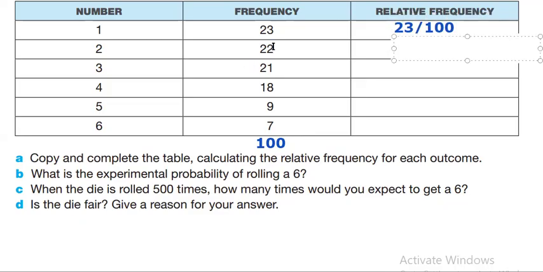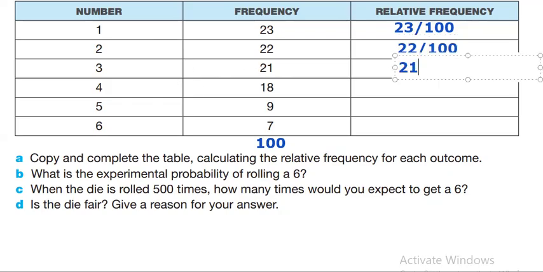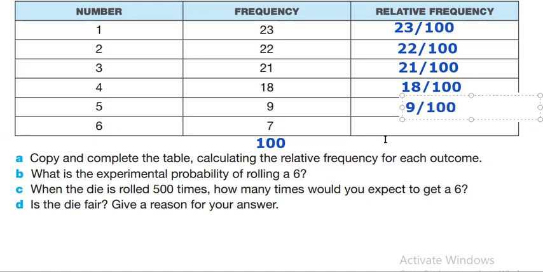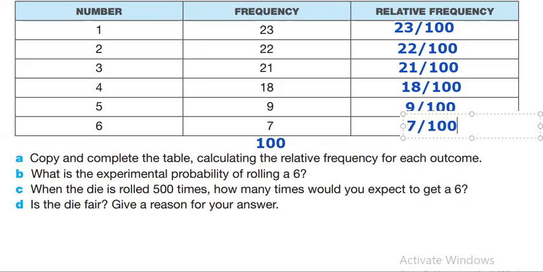This one, 22, will be 22 over 100. And then we have 21, so 21 over 100. And the next one, 18, so 18 over 100. And then we have a 9, so 9 over 100. And the last one is 7, so 7 over 100. And these are the relative frequencies of each event alone.